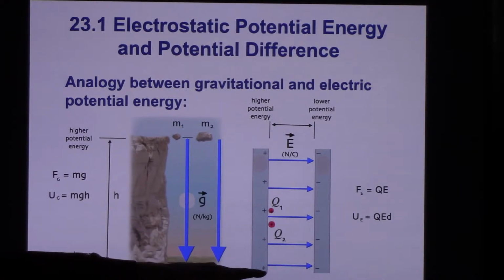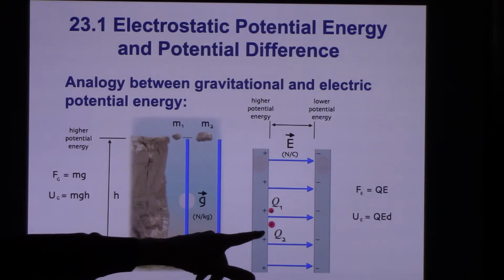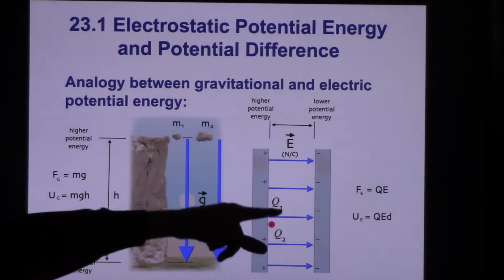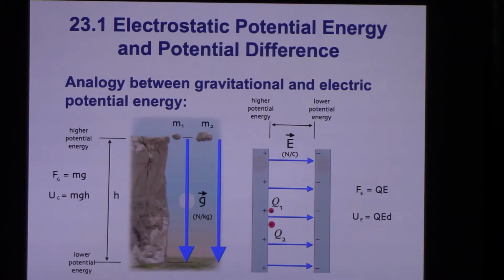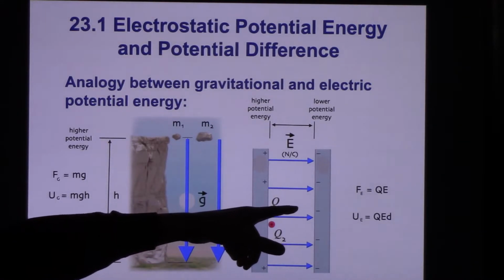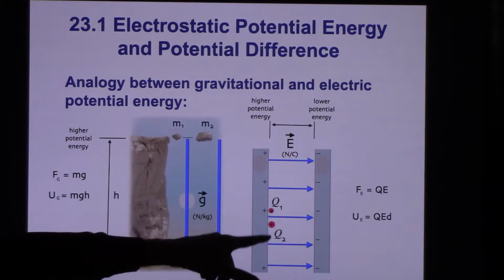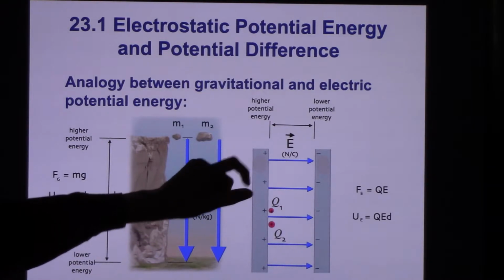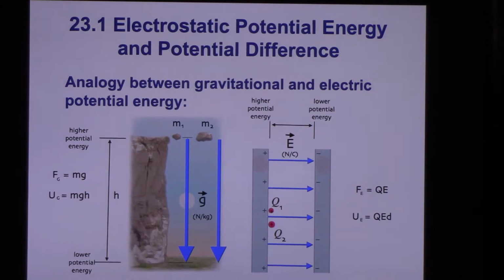Now, when we generate these electric fields and we place charges within the electric field, those charges are going to have forces acting on them. In the gravitational case, that formula was mg. If we use the electric analogy, the electric force acting on these charges in electric field E is going to be Q times E.